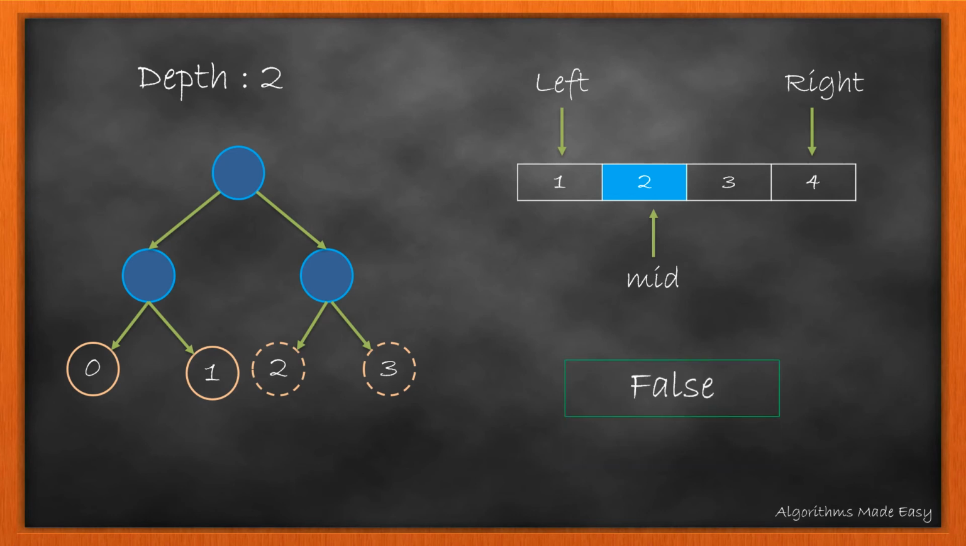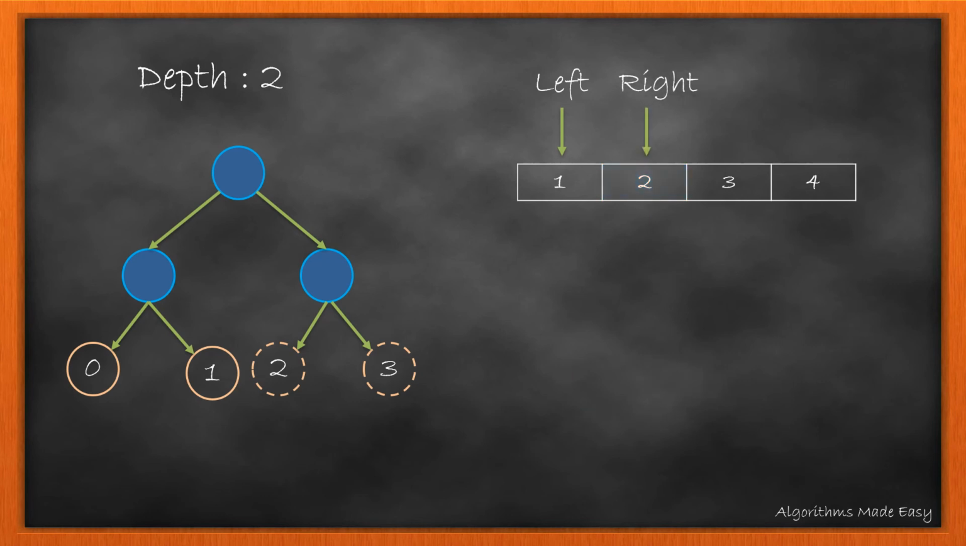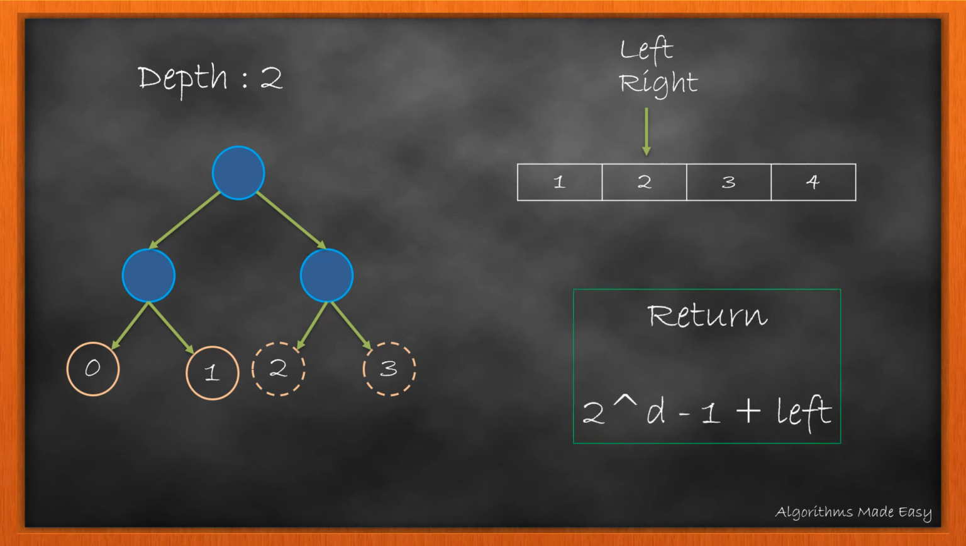As it does not, we move our right pointer to mid. Now the mid becomes 1. As this exists, we will move our left pointer to mid plus 1. Now as the left is not less than right, our looping condition will fail and we will return left from our method. The final count will be 2 raised to d minus 1 plus left, which gives us 5.